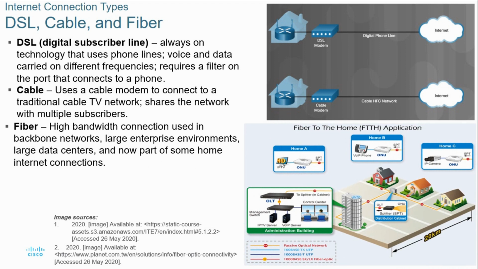A fiber internet connection provides the fastest internet speed today. It can provide download and upload speed of up to 1000 Mbps. It is made of glass or plastic and uses light to transfer the data. Data can travel long distances without any losses. That is why this is usually used in backbone networks, large enterprise environments, and large data centers. Of course, this is more expensive than the DSL and cable.